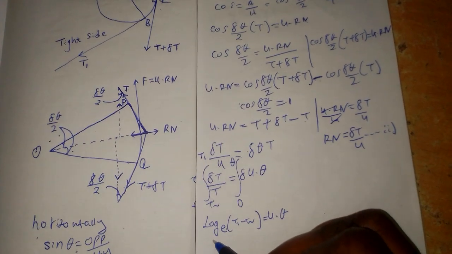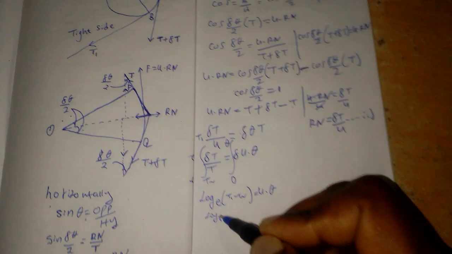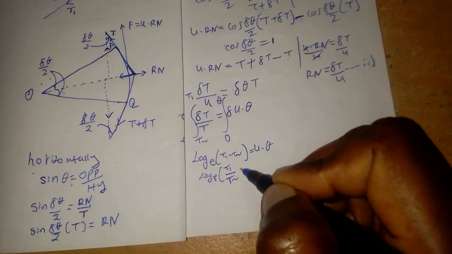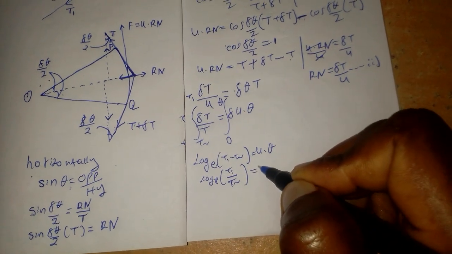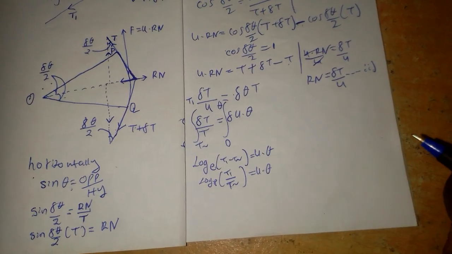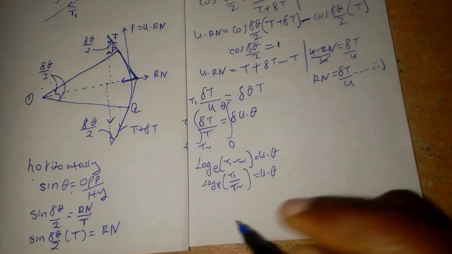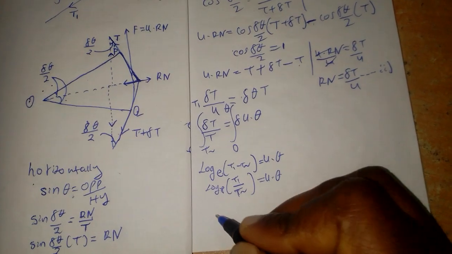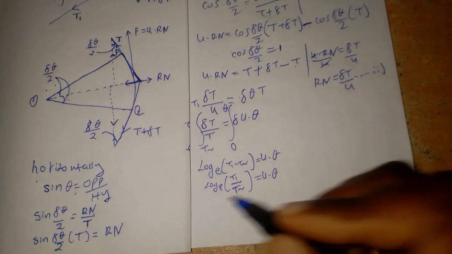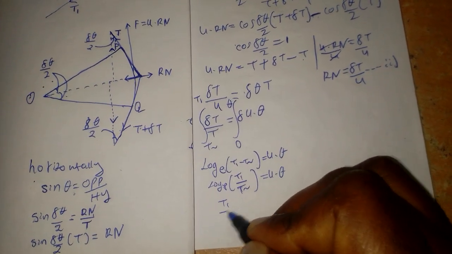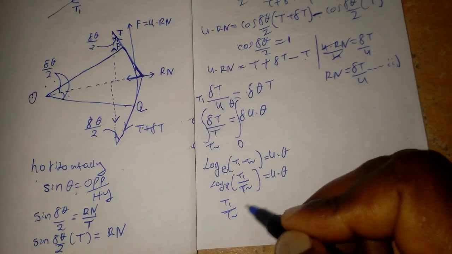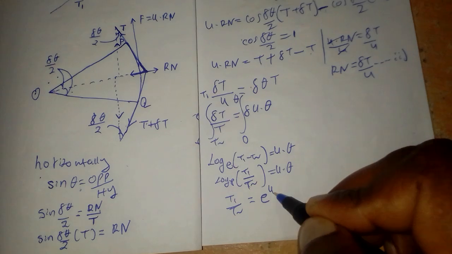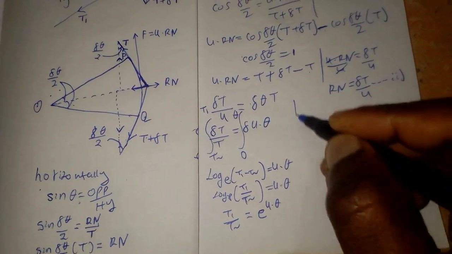Now log e of t1 over t2 equals mu theta. Now when we integrate and divide both by log e, we are going to have t1 over t2 is equal to e raised to mu theta.